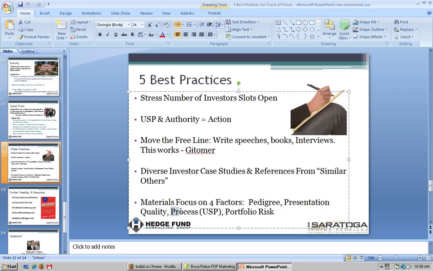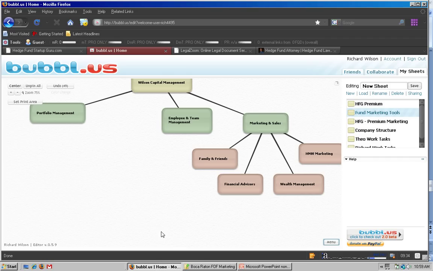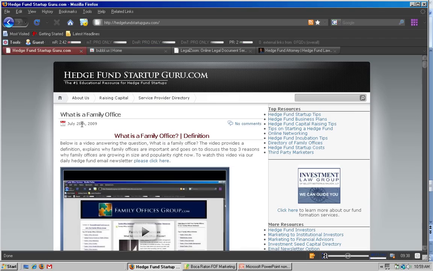Second, getting your presentation quality up, so having a professional logo, having professional marketing materials, having an investment process that is described in a way that presents a unique selling proposition and not just a selling proposition. And the last thing obviously is managing portfolio risk and having that track record of managing risk within your portfolio over the long term. So I really think that those are the four things that investors look for most: pedigree, presentation quality, process and a unique selling proposition created by that investment process, and then portfolio risk management.